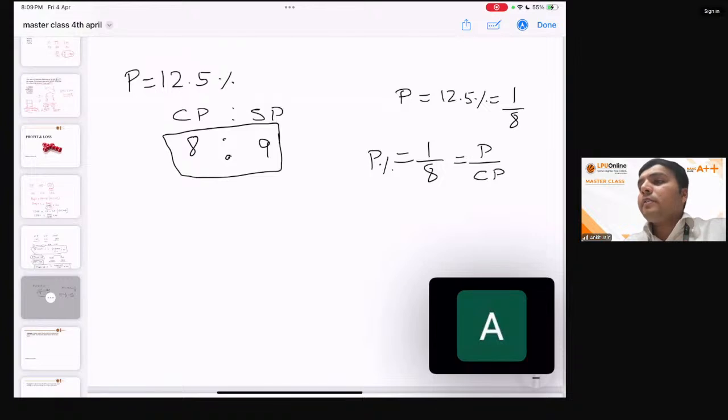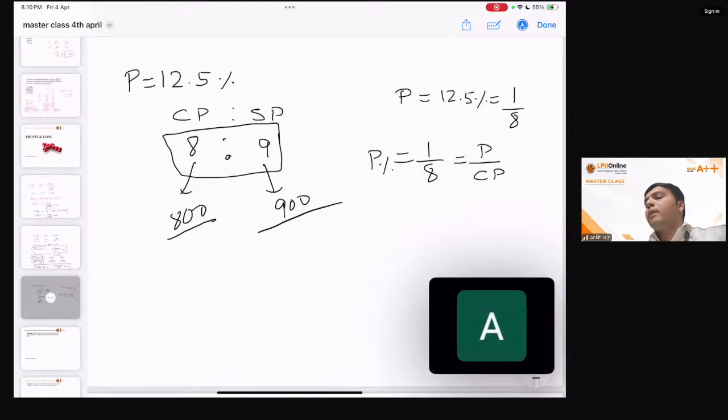Now you can compare. Suppose the question is the cost price is given as 800, the profit is 12.5%. What is the selling price? Selling price is directly 900. After making the ratio, you can compare with the actual data.